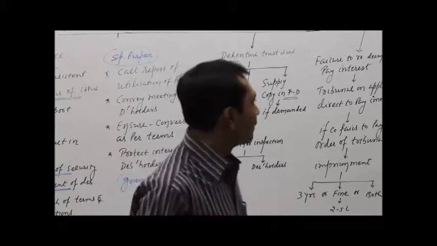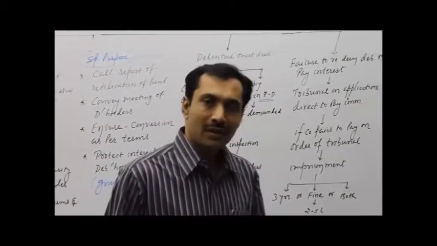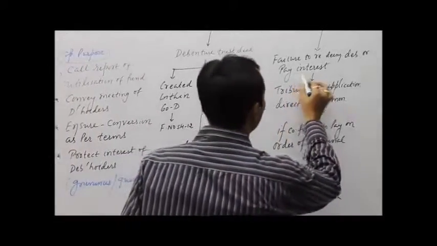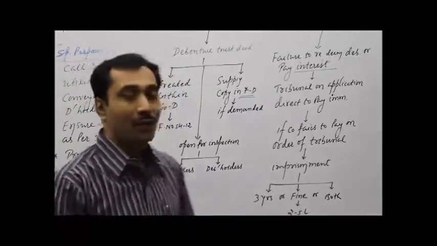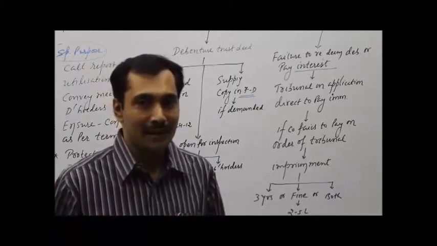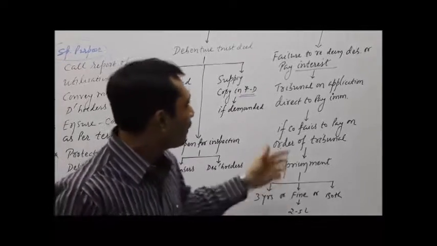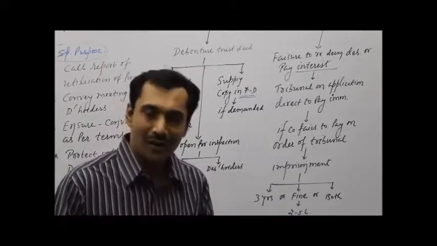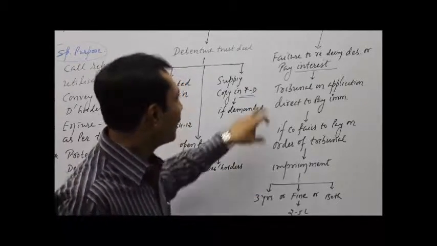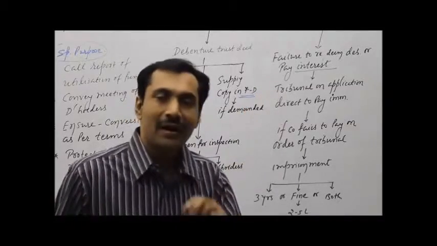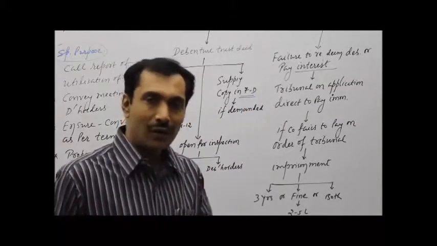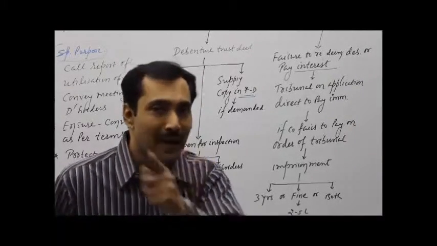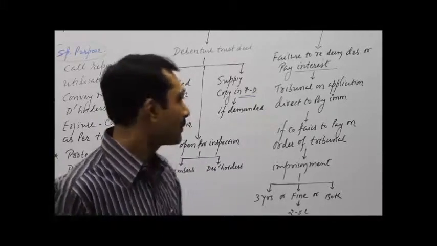The next provision under the debenture, section number 71 and rule number 18, is: what if the company fails to redeem the debenture or pay the interest at the specific time? If the company fails to redeem the debenture, that means fails to pay the principal amount or interest thereon, any debenture holder may apply to the tribunal. On application, the tribunal may direct the company to pay the amount immediately.